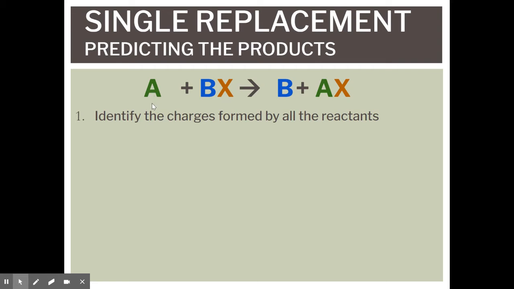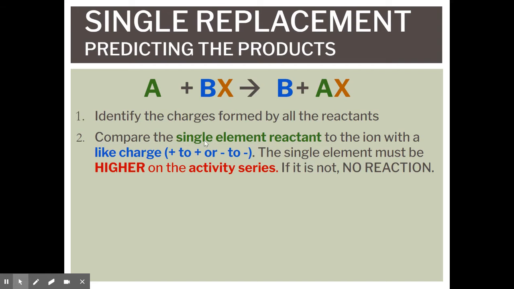So what would the charge of A be as an ion? What would B as an ion be? What would X as an ion be? What are all their charges? And you may have to look at the monoatomic ion list. Next, compare the single element reactant that you're putting into this with the element that it would be replacing. So if A forms a positive ion, it would be replacing whatever the positive ion is in here, right? But maybe A is a negative ion, in which case it would be replacing the negative ion in this compound. In order for this reaction to occur, the single replacing element has to be higher on the activity series. If not, then there's no reaction.